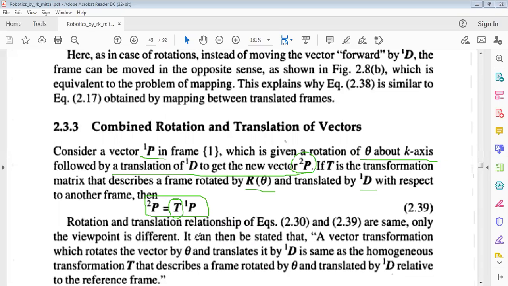Okay. So here, T is the transformation matrix, the frame itself, 1T2. Here also there is no need to write the superscripts and subscripts for the transformation matrix.